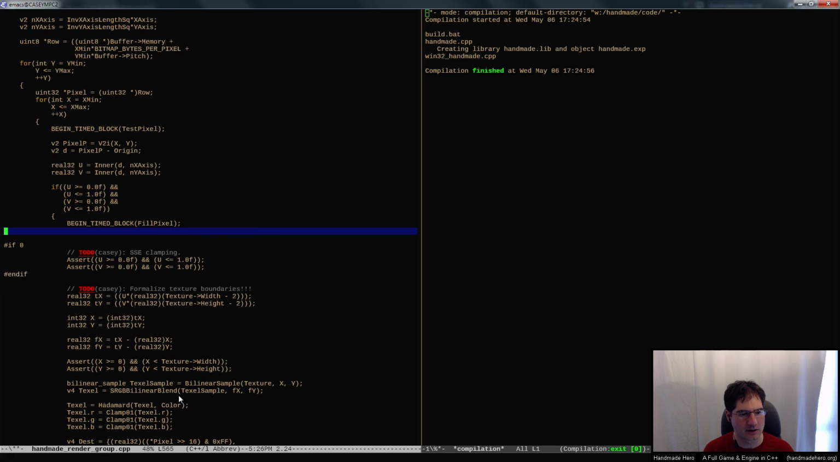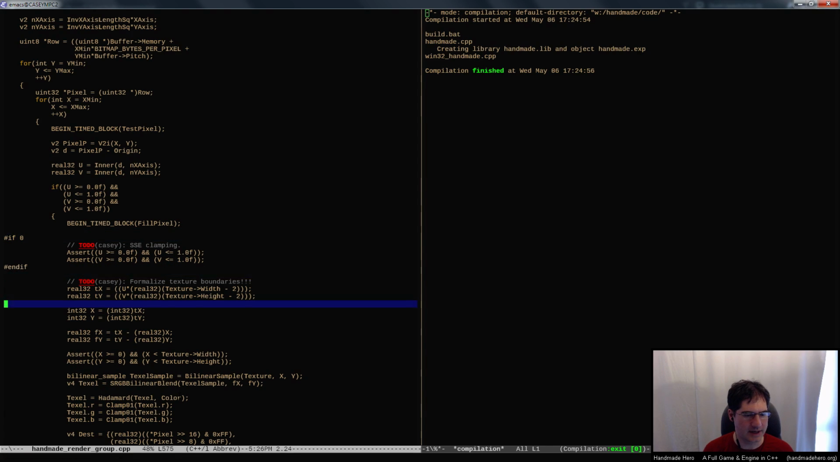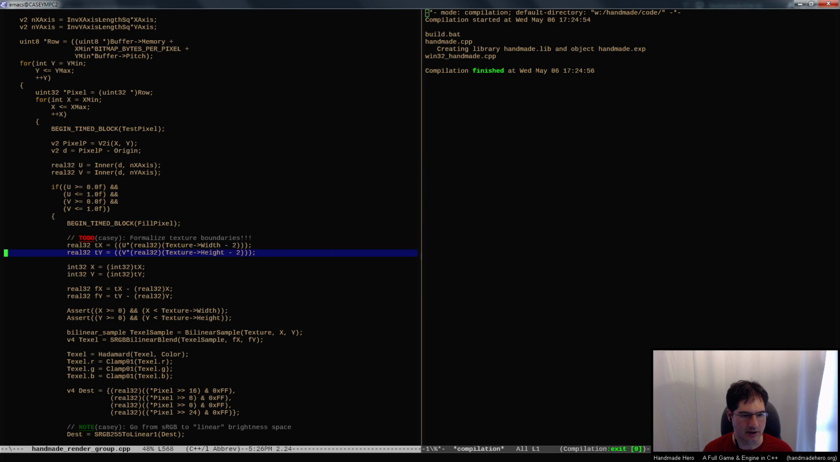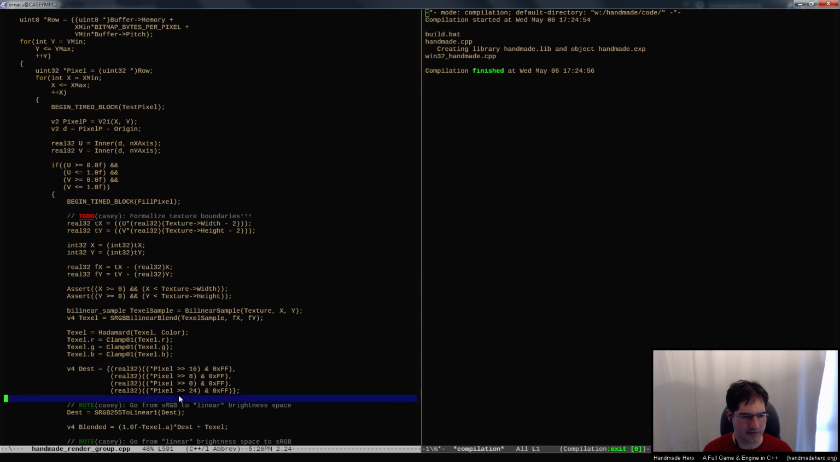Yep. So that all goes away. We now no longer have to worry about the clamping because we're actually checking to get into the loop, so that'll go away. And then we have our texture boundary multiplication. So we've got our texture width and height minus 2. We need to think about this a little bit. I'm going to leave that for one second.